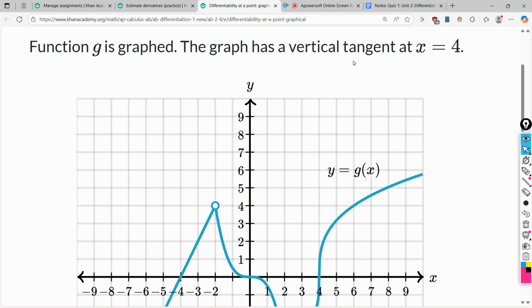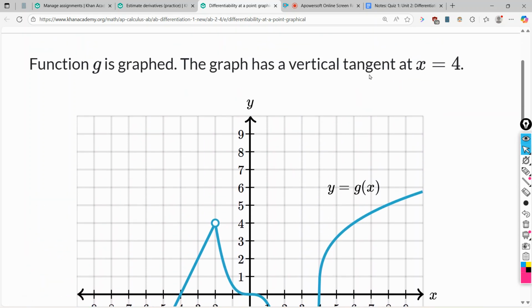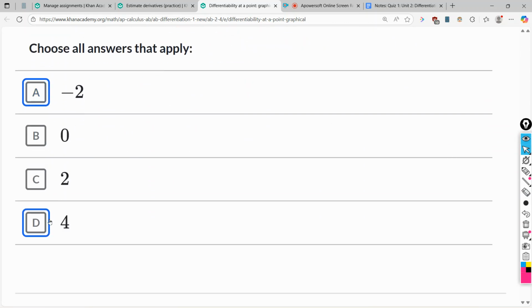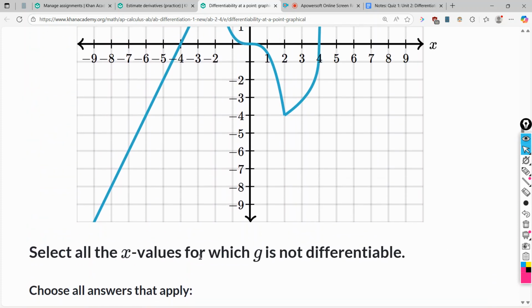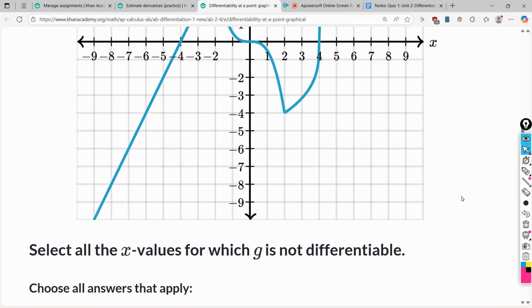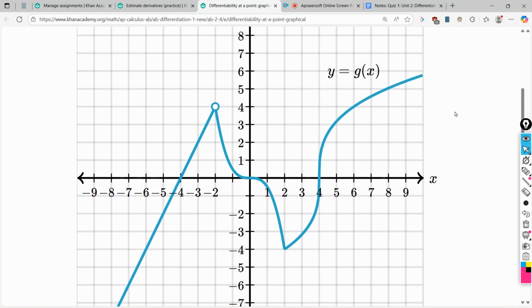All right, g is graphed. The vertical tangent is at x equals 4. By the way, as soon as it says that, tangent at x equals 4, you already know that 4 is going to be one of the answers. If it has a vertical tangent, it's not going to be differentiable at x equals 4. So we could just right away select that one. Select the x values for which it's not differentiable.